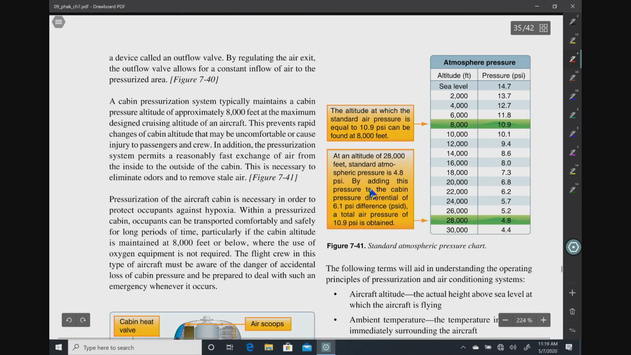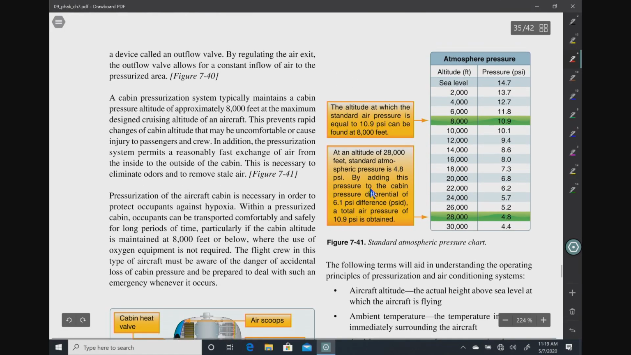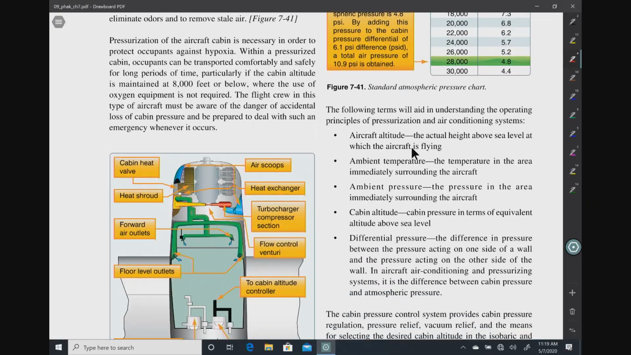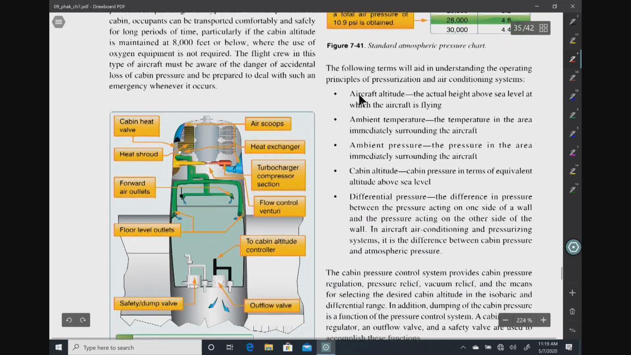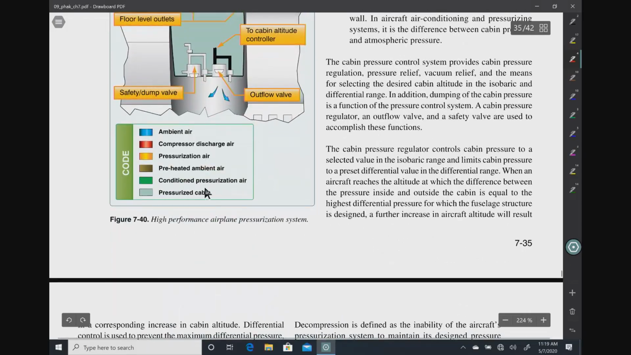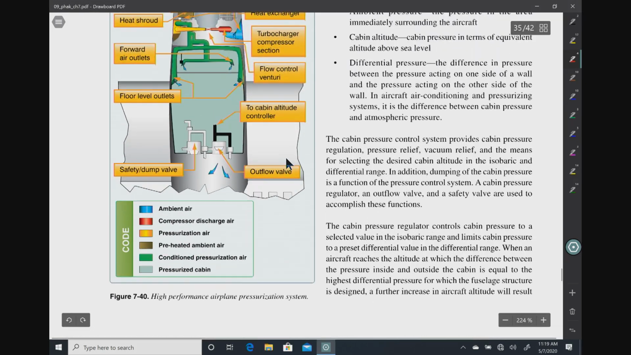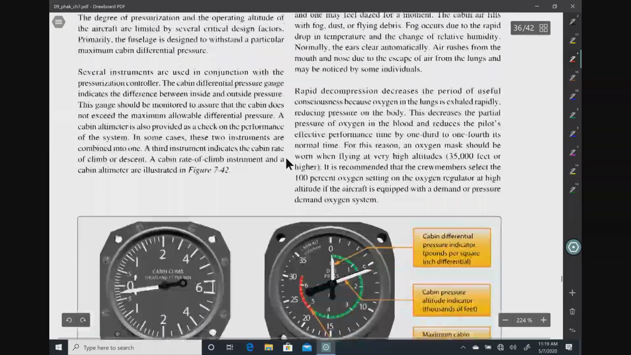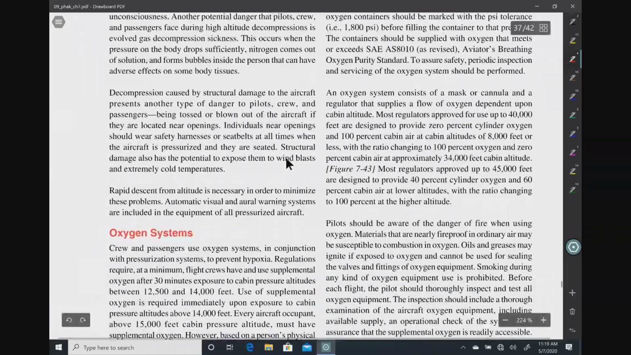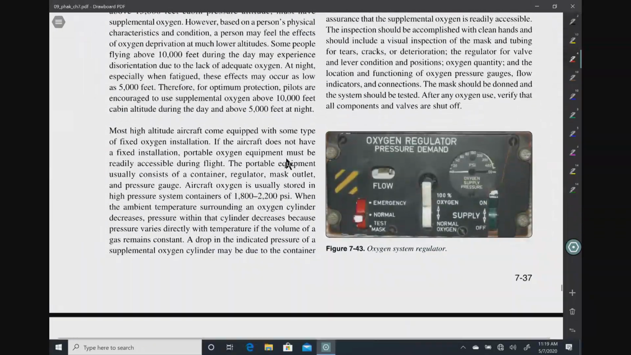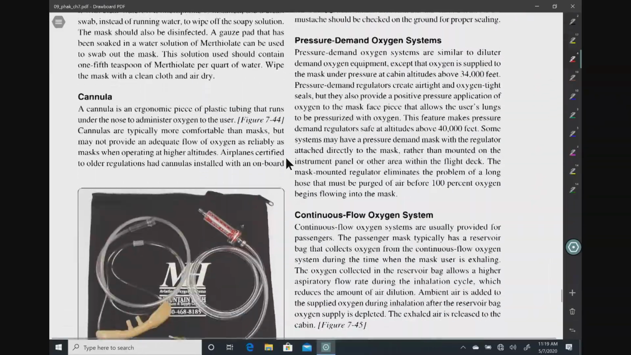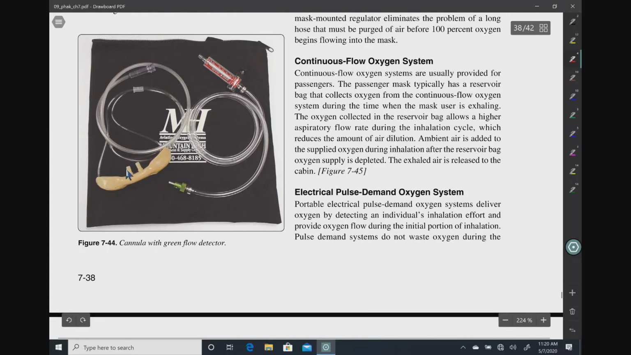With this, they talk about the pressure here also in figure 7-41, excuse me, and then here in figure 7-40, they talk about the pressure systems here as well. Oxygen systems, oxygen regulators, oxygen masks, how all of those work. This is that cannula that I was telling you about here before.